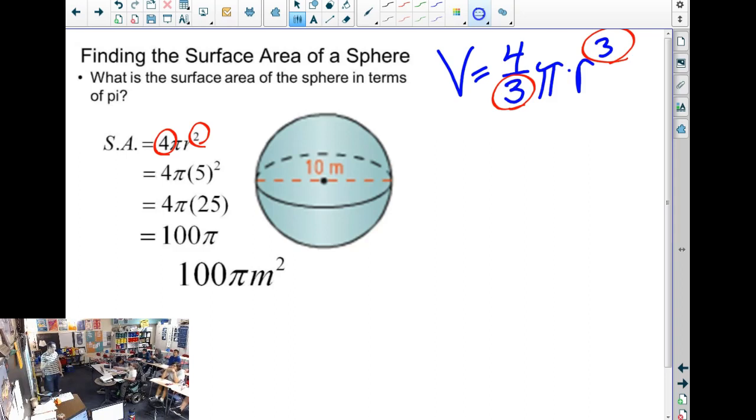That's it. Why is it cubed up there? Because this is volume. We're trying to compare the two different formulas. Volume uses a 3 in 2 places. Surface area only uses even numbers.